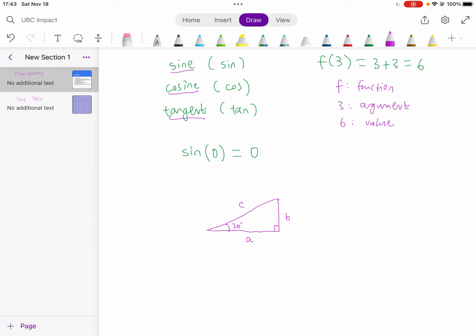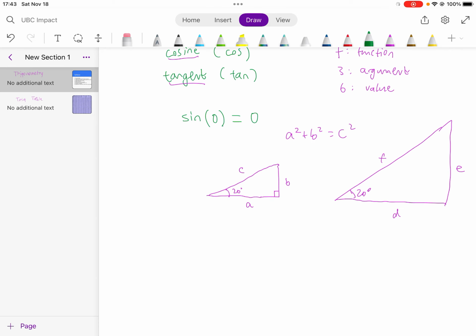So you probably know by now that there's a rule that says a squared plus b squared equals c squared. That is the Pythagorean theorem. So you know that these 3 sides are related in this way. Now you could have a bigger triangle, right? This one is bigger. But if this is still 20 degrees, then the sides will be something else, like D, E, and F. So one thing you may notice is that even though D, E, and F are bigger than A, B, and C, if you take the ratio of any two of these, they're actually the same.